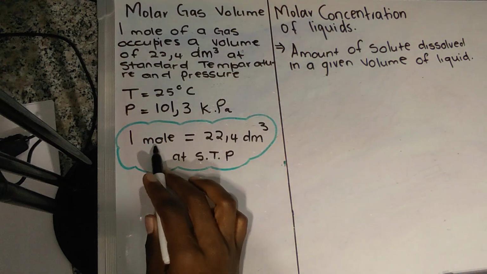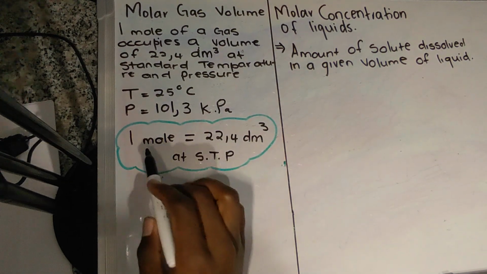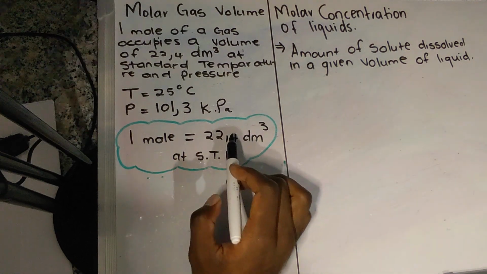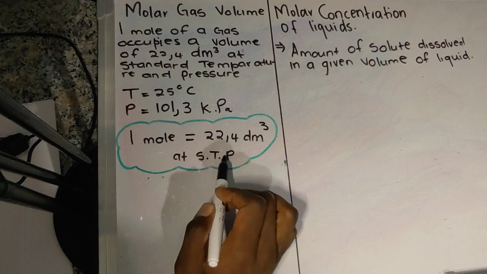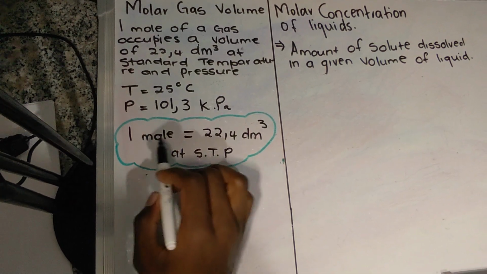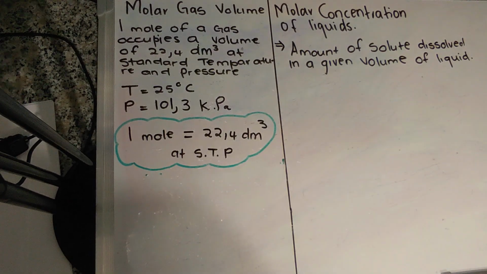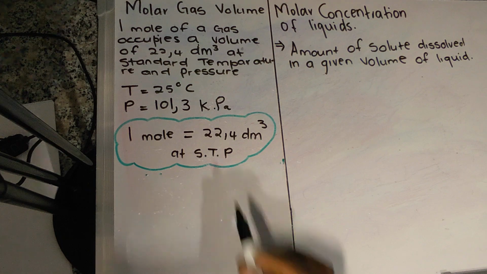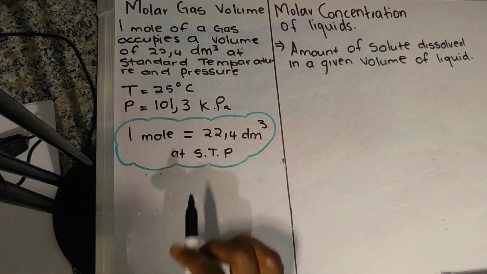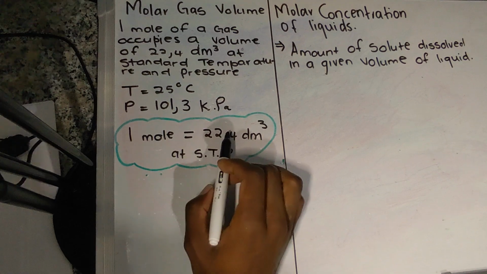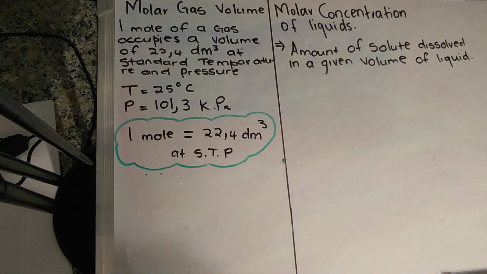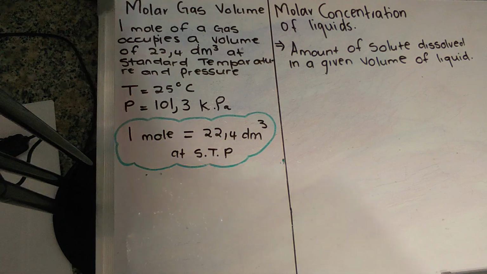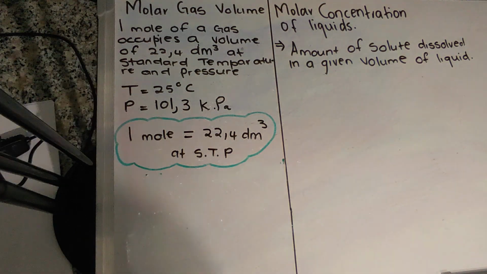So now we can use that as a conversion factor to find the number of moles or the volume, because we understand that at standard temperature and pressure, 1 mole of a gas will occupy 22.4 decimeter cubed of volume. So we can move nicely from number of moles to a volume, and from a volume to a number of moles, like we did in the other lessons which required our conversion factors. Now let us do an example.